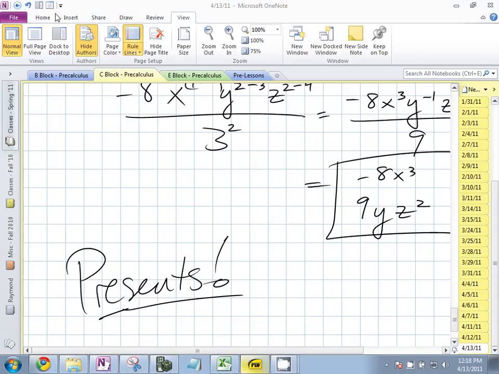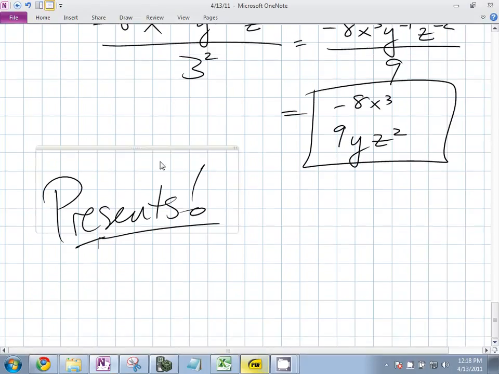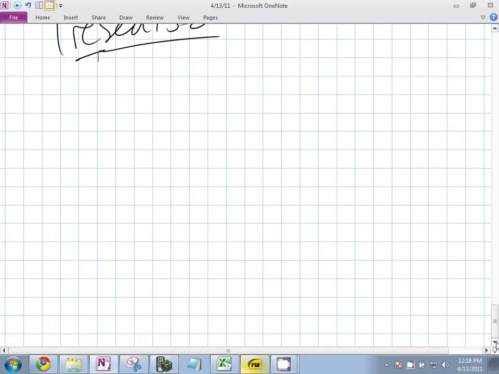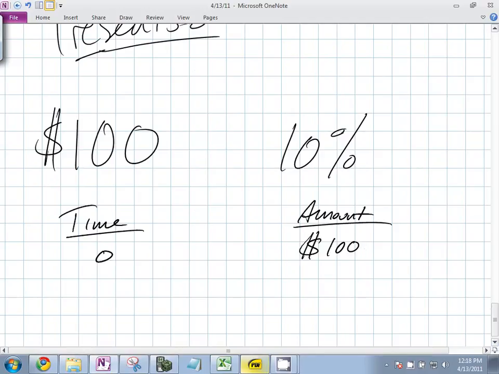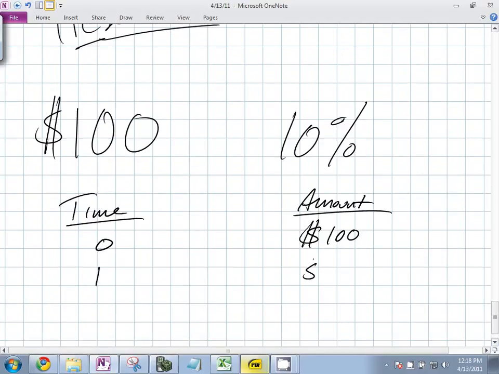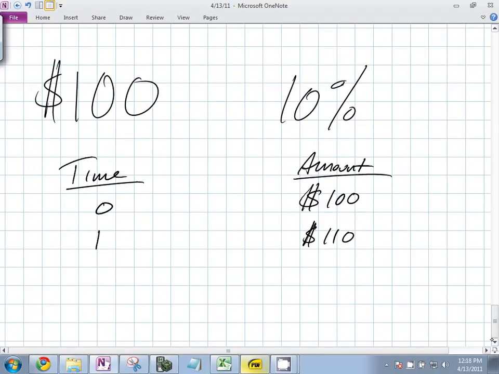We're going to start with a nice amount. Caroline here is going to have $100 in the bank. She's going to get a 10% interest rate. Anyway, at time 0 years, the person's going to have $100. At the end of the first year, we're going to say they have $110. Now, if I said we go for the second year, how much money do you think is going to be in there?